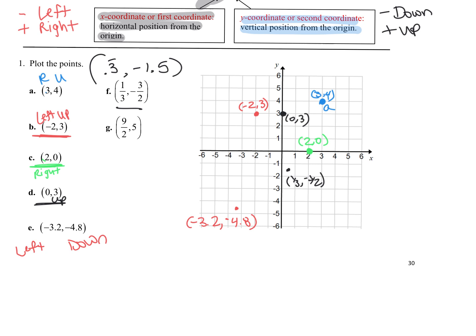All right, and then for this one, I would have (4.5, 5). So I'm going to go to the right in between 4 and 5, and then I'm going to go up to 5. That would be (4.5, 5).